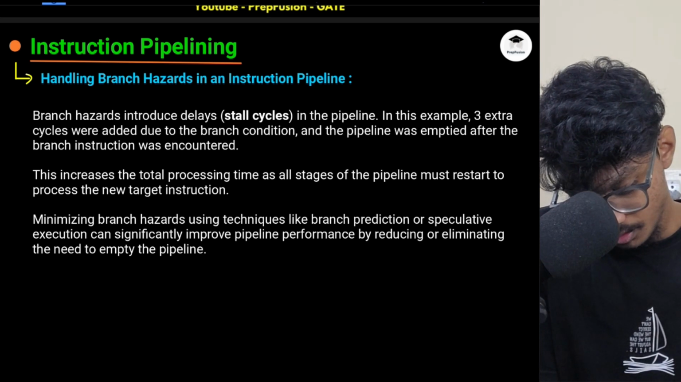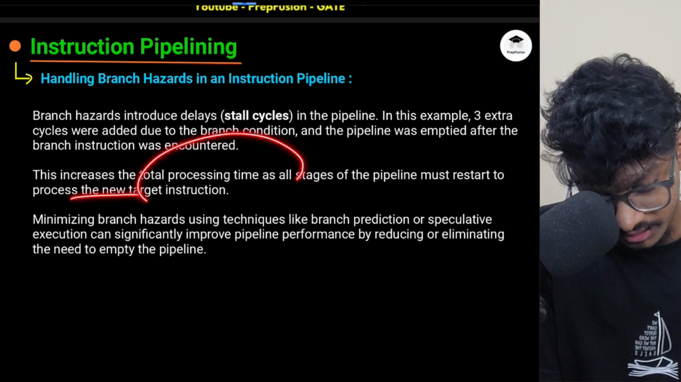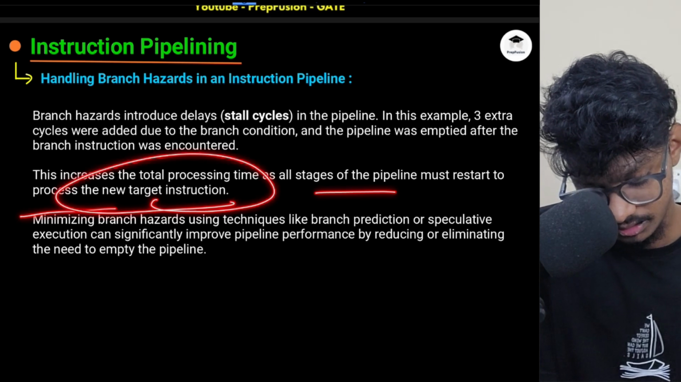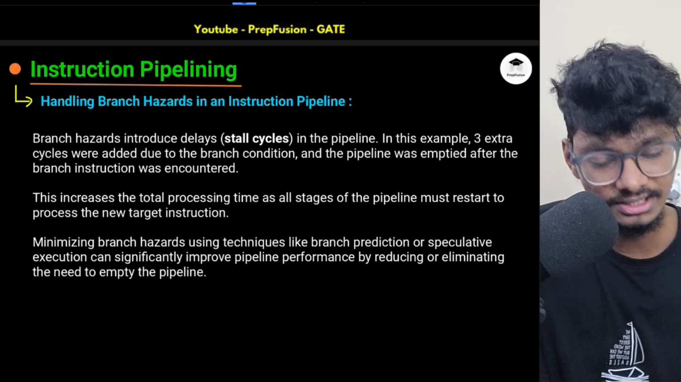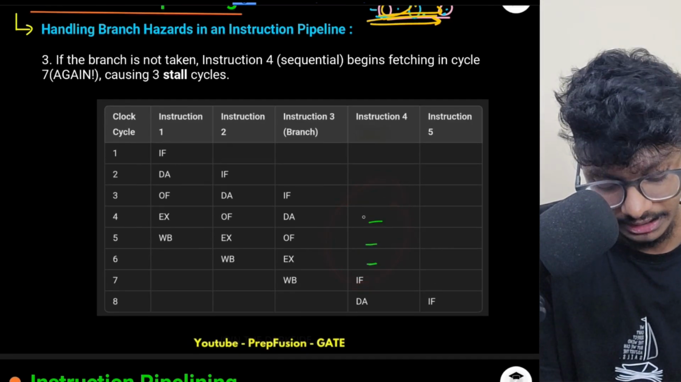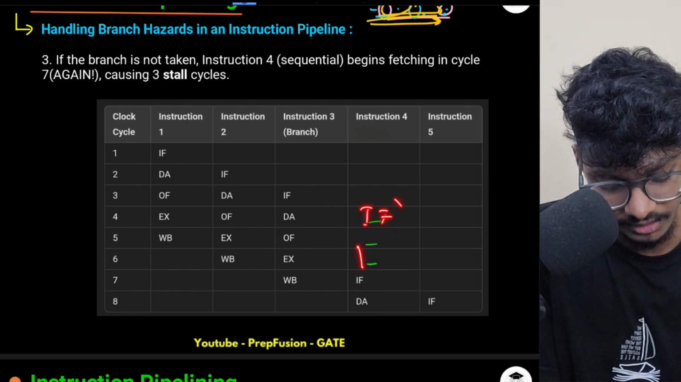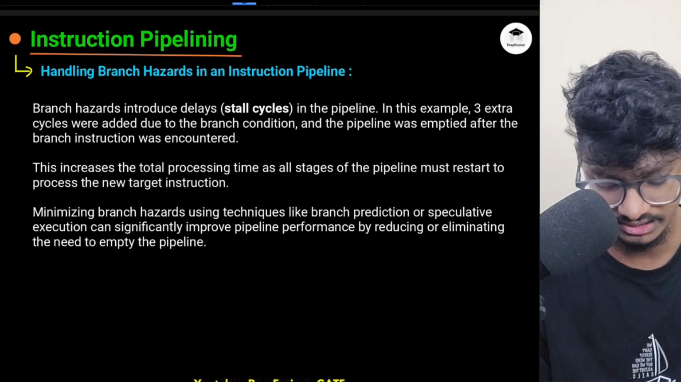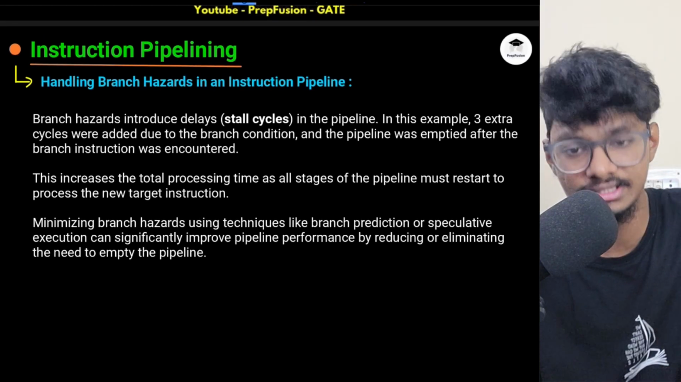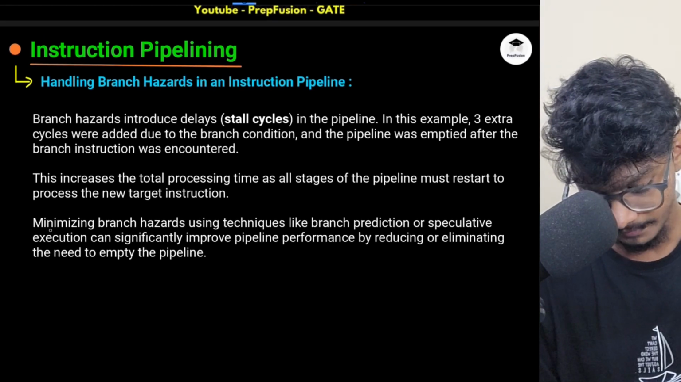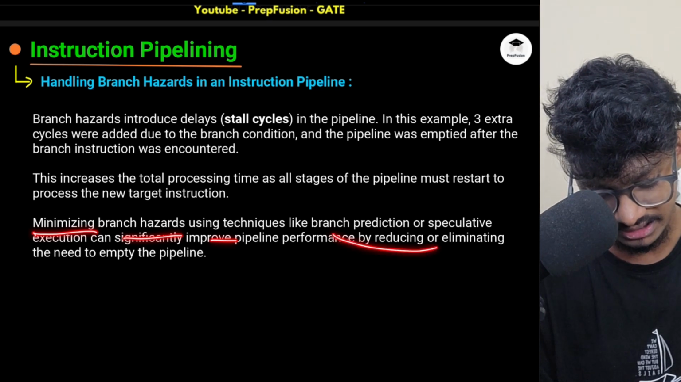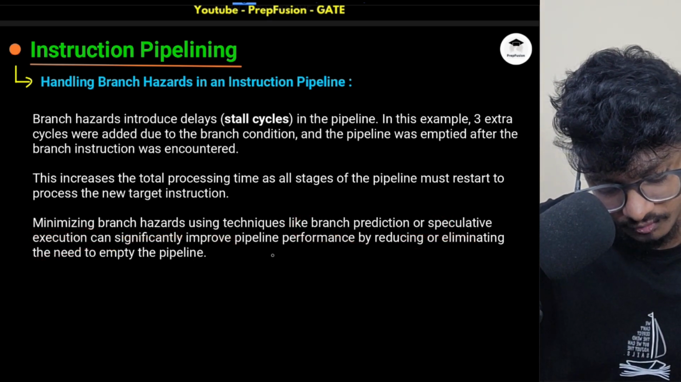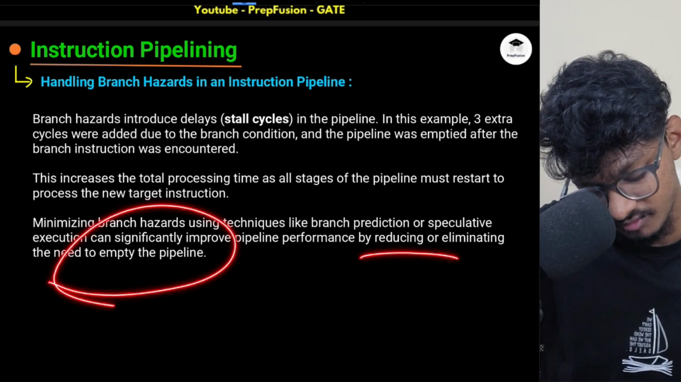This increases the total processing time as all stages of the pipeline must restart with the new target address. I was supposed to fetch my instruction here, but now I'm fetching it after 3 cycles. So obviously it increases the execution time. All this is the disadvantages, correct? Minimizing branch hazards using techniques like branch prediction or speculative execution can significantly improve pipeline performance by reducing or eliminating the need of emptying the pipeline.